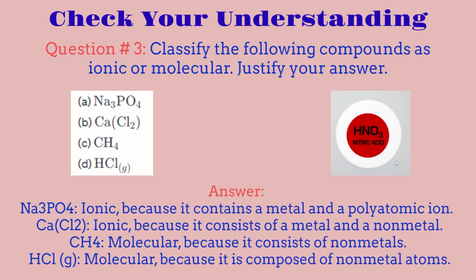For the answer, Na3PO4 is ionic because it contains a metal and also a polyatomic ion. The second one, CaCl2, is ionic because it consists of a metal and also a nonmetal. The third one, CH4, is molecular because it consists of nonmetals. And the last one, HCl, is also molecular because it is composed of nonmetal atoms. So that summarizes question number 3.